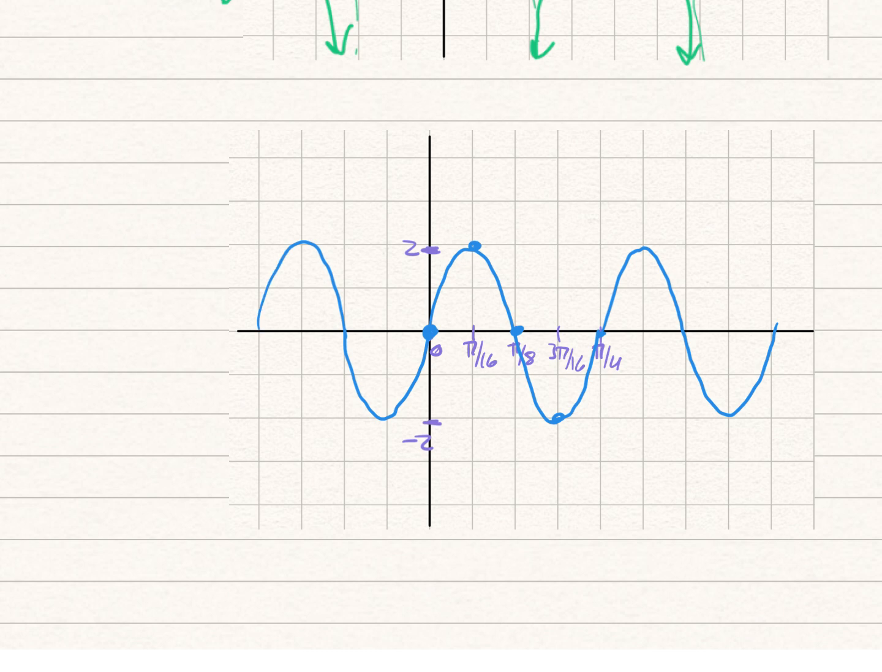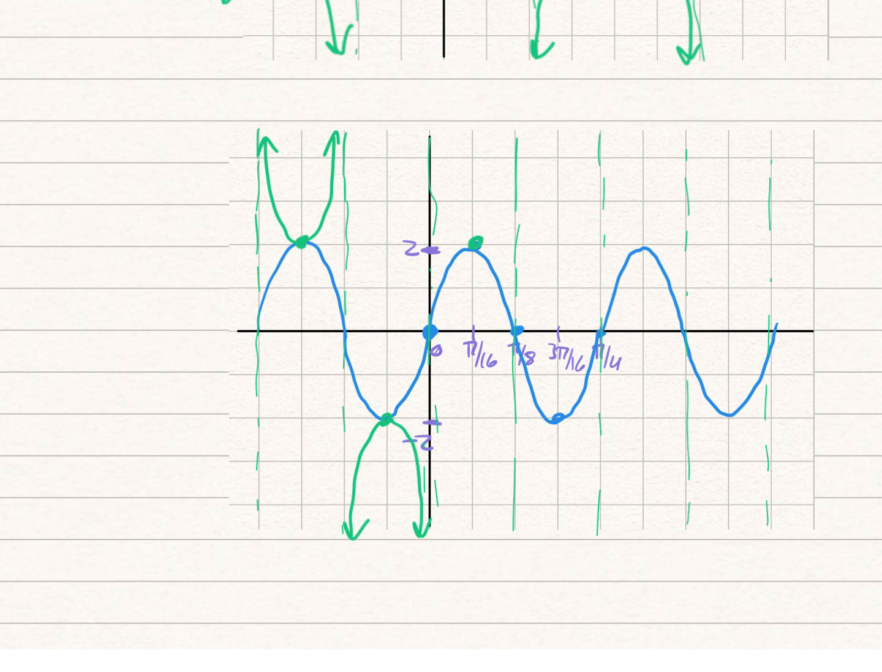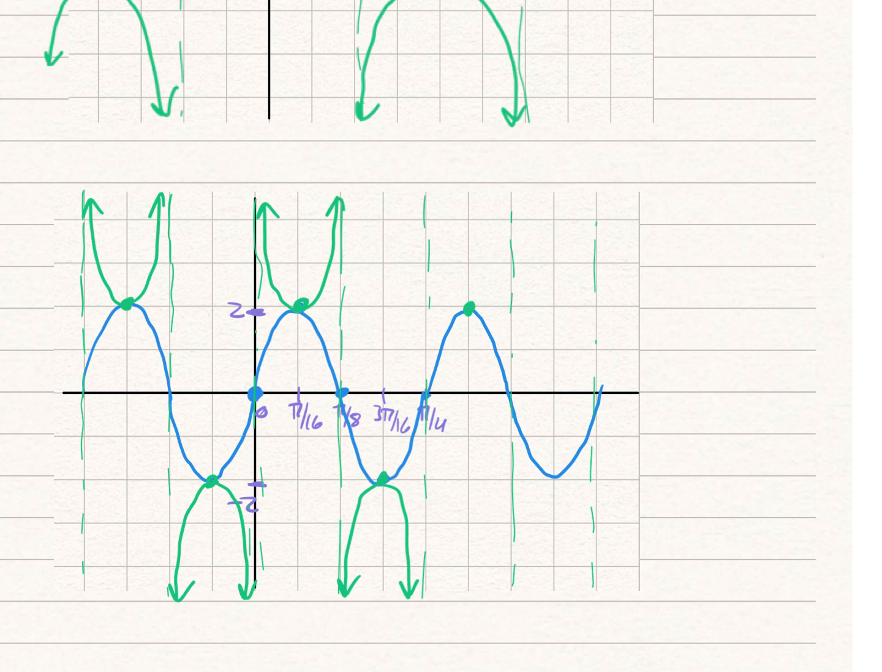All right, and then from here we can graph our cosecant curve, right? Keep in mind we need asymptotes everywhere that we hit the x-axis. Right, so as many as you can fit on your graph. All right, and then in each interval, draw your little parabola shape. All right, and then what I'm drawing in green is your final answer. All right, this is your graph.